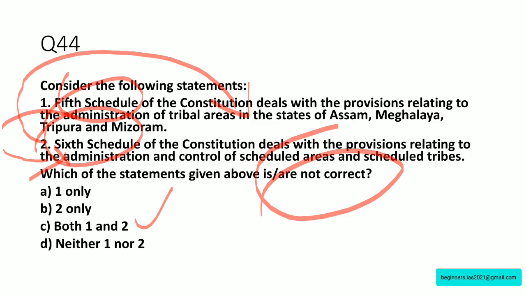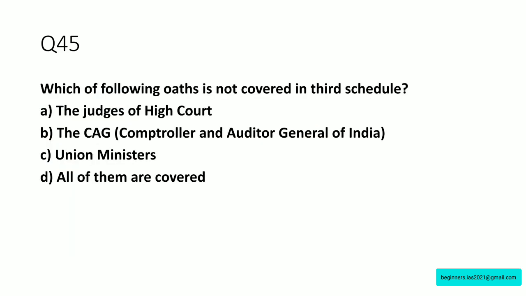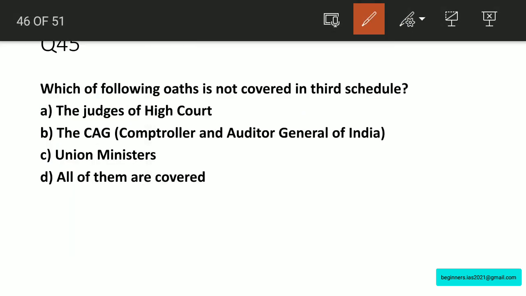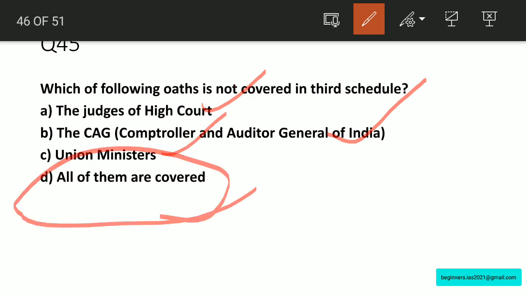So let us move on with question number 45. See, this looks like a simple question, but it is very important. Which of the following is not covered in the third schedule? Judges of the Supreme Court and High Court are covered, and the CAG is covered, and Union Minister is also covered. It is given as not covered. See, all of them are covered here. Therefore the answer would be D, all of them are covered.